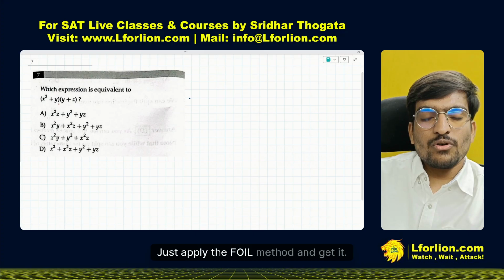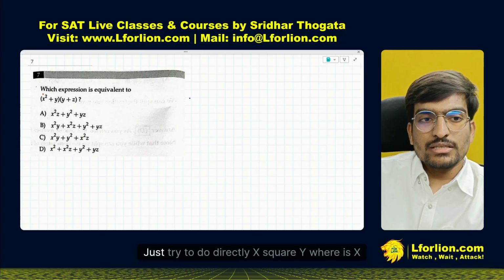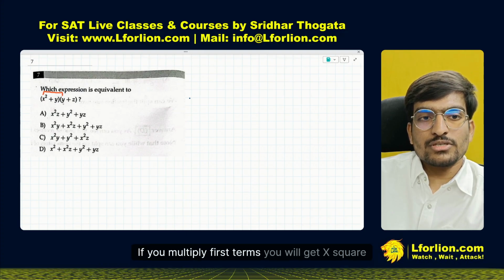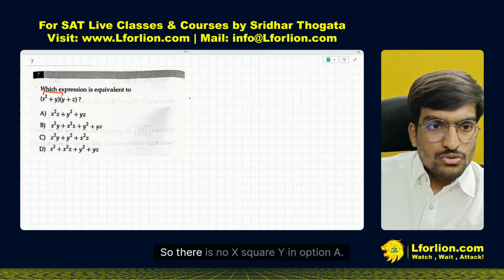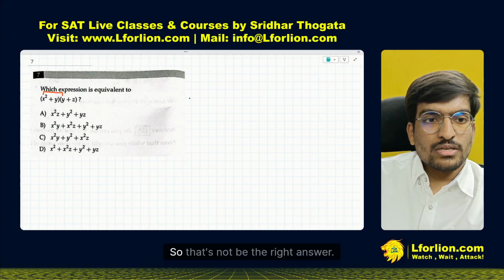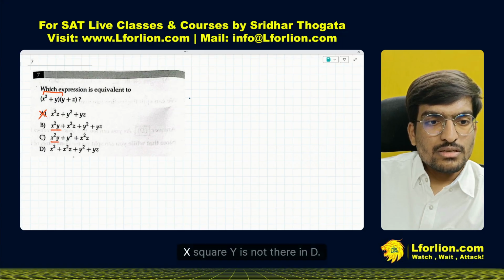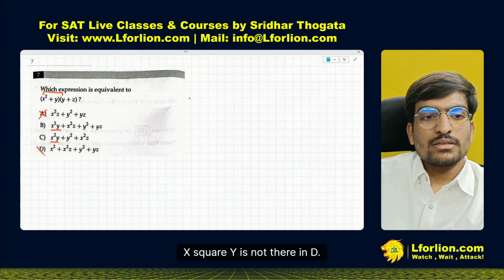Which expression is equivalent to this? Just apply the FOIL method and get it. But it's lengthy, so just try to do it directly with x square y. Where is x square y? Check it. If you multiply the first terms, you will get x square y. So there is no x square y in option A, so that can't be the right answer. X square y is there in B. X square y is there in C. X square y is not there in D.